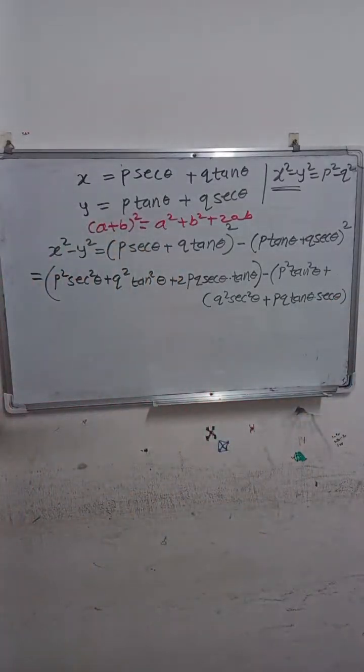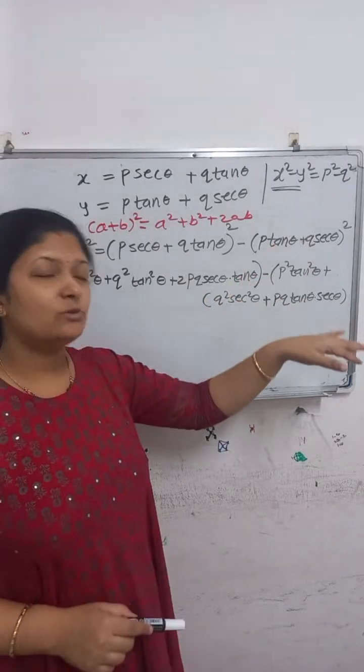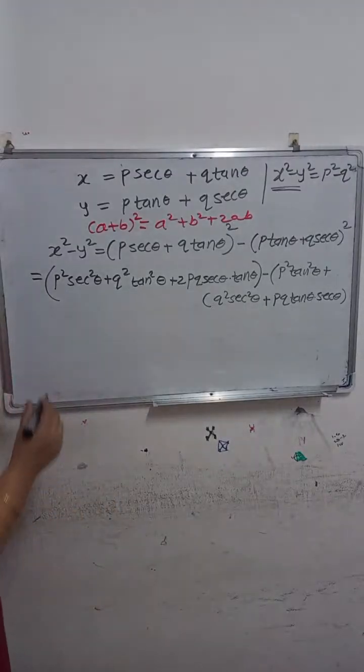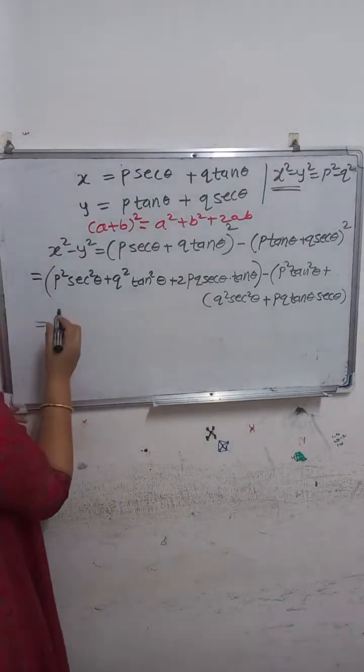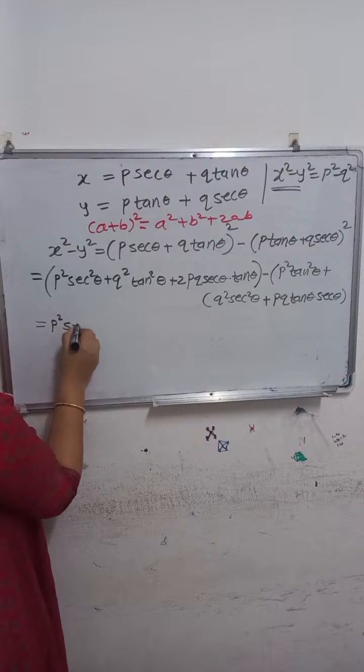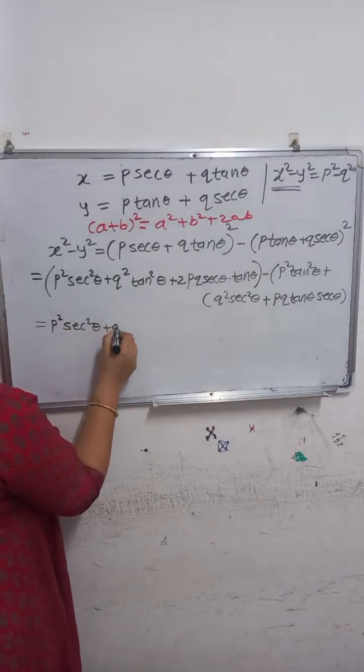Can you get up to here? Once you get it, the next step is to multiply this negative sign inside the bracket. Don't leave these questions; they are coming in exams. These are very easy.